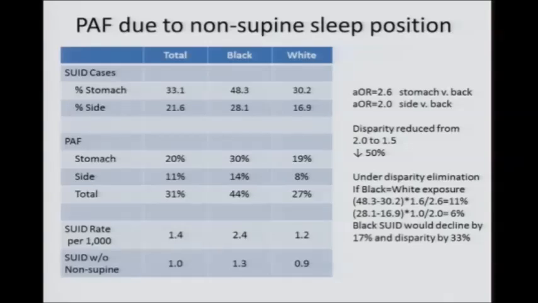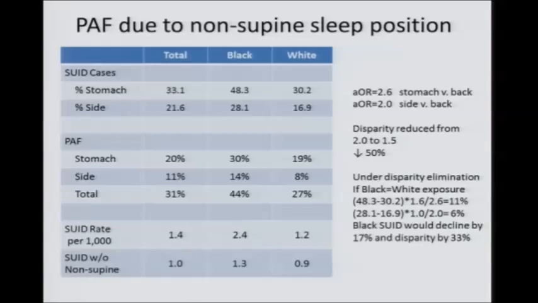So you can calculate these and sum them, and just look at the SUID rate and then the SUID rate without these risky sleep positions. So that's just multiplying the SUID rate by 1 minus the population attributable fraction. That's what it would be if you eliminated those cases. And the PAF, what does that stand for? Population attributable fraction. The proportion of an outcome that could be reduced if that risk factor was eliminated.